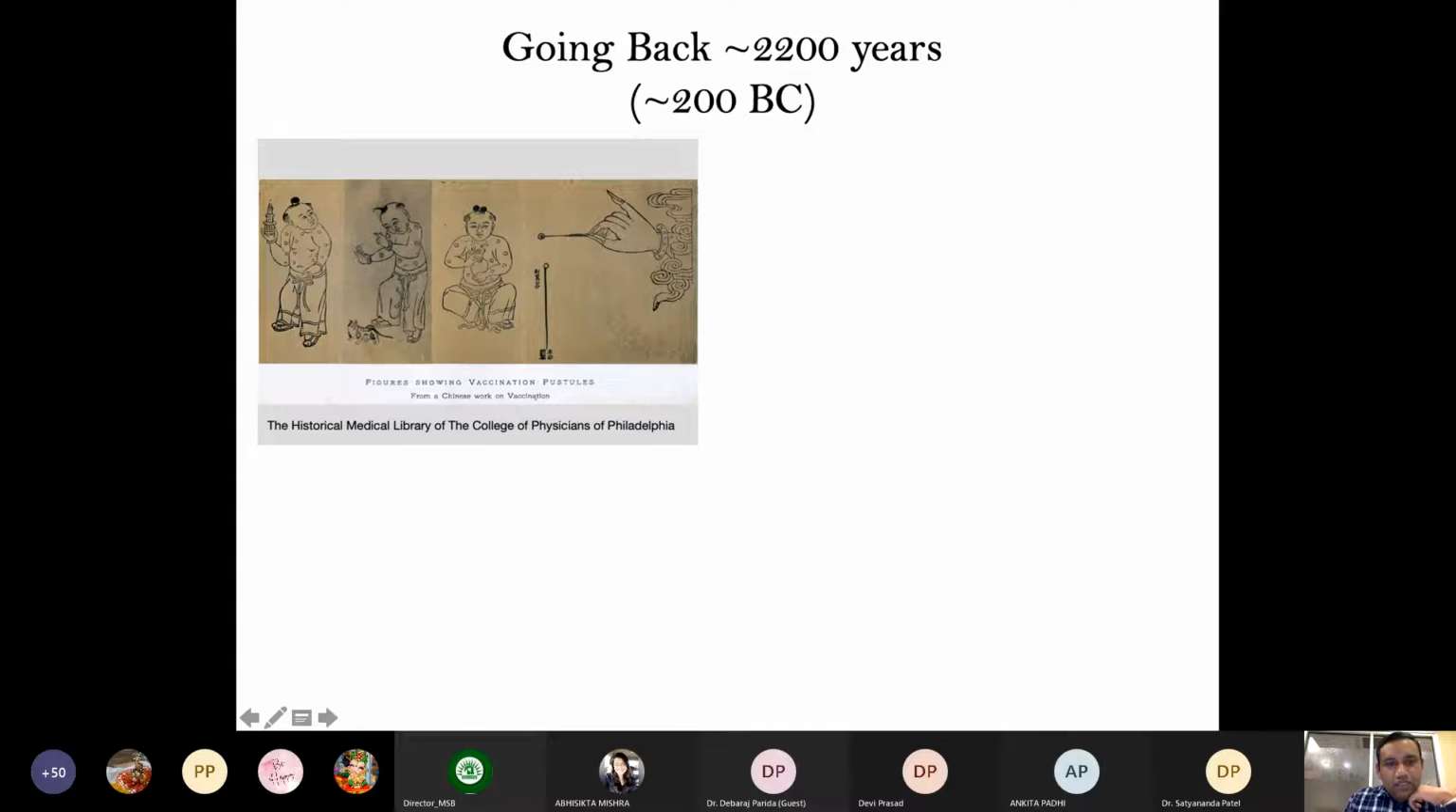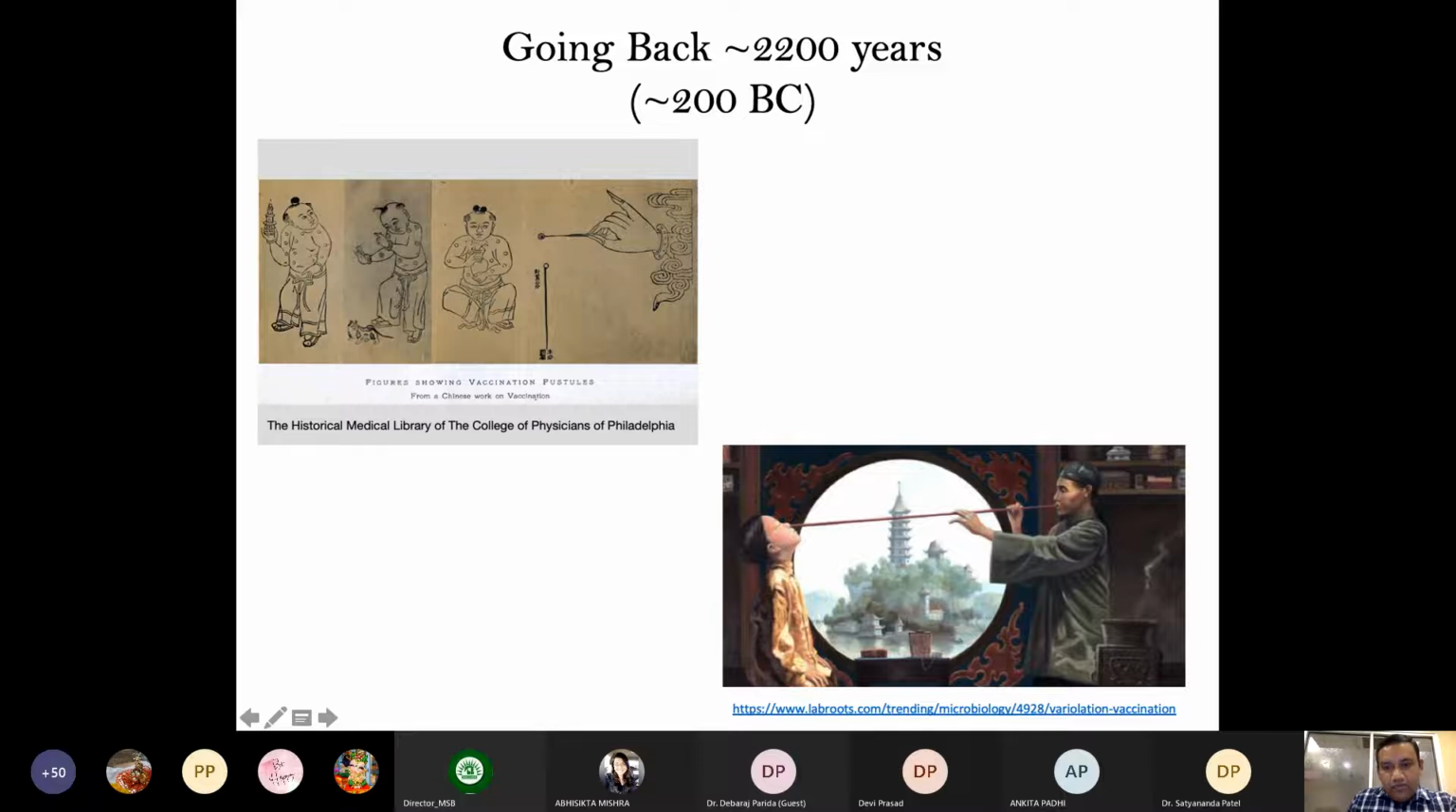This is one historical record of how people used to do it in China. They took the pustules from people who had smallpox and scratched them onto other, healthy people. That's how they used to vaccinate them. And this is another example, where a person puts dried pustules from a smallpox patient into the nose of a child so that they will develop immunity against smallpox. This was the practice almost 2,200 years ago, so people knew that's how people get vaccinated.